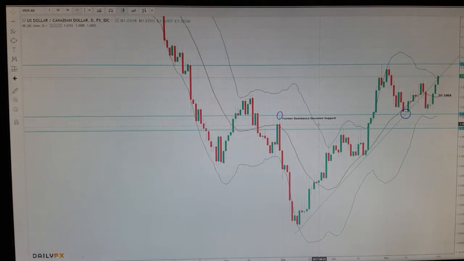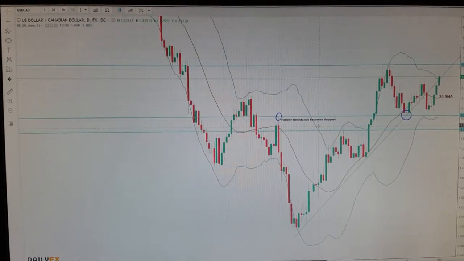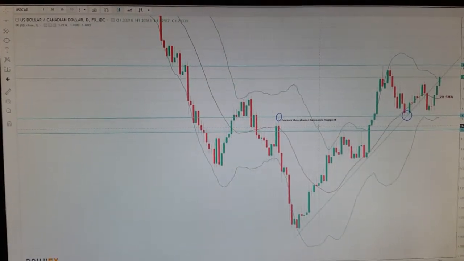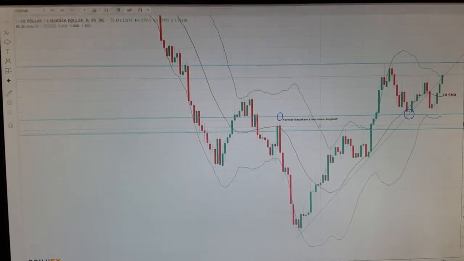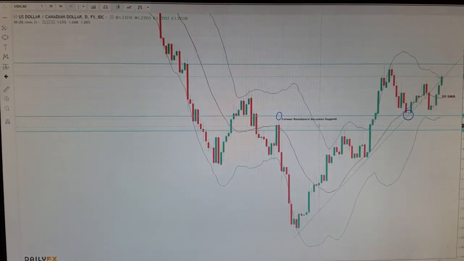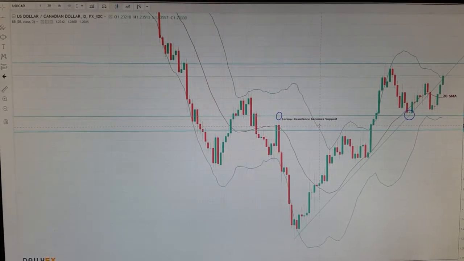Good day, everyone. So today is November 29th, and here is my Forex analysis for the US dollar Canadian currency pair.